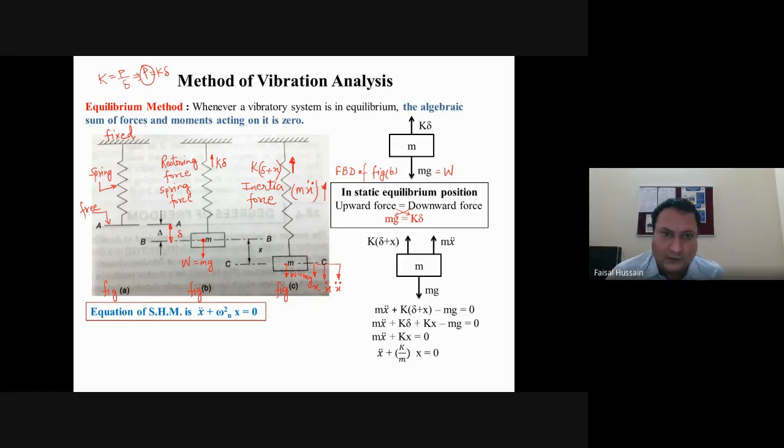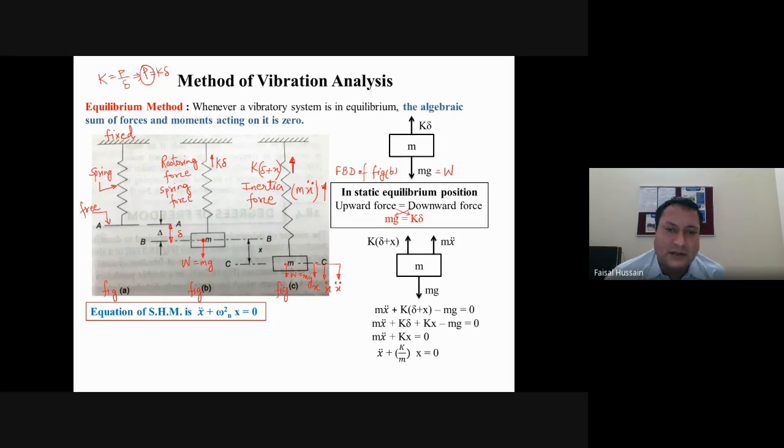Now see, here in figure B and figure C, you can ask me a question: sir, in figure B, why is there no inertia force? Because in figure B, we have just attached a mass. We have not pushed that mass. We have just attached the mass, and because of the weight of the mass, the position of the system is transferred from AA position to BB position.